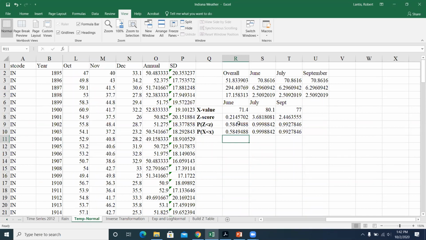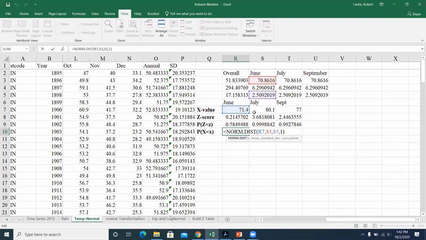The two functions you're really going to be using are this NORM.S.DIST if you have the z-score already. And if you don't have the z-score, but you have the mean and the variance in Excel, you can just use that NORM.DIST function instead of using that table every single time, okay?